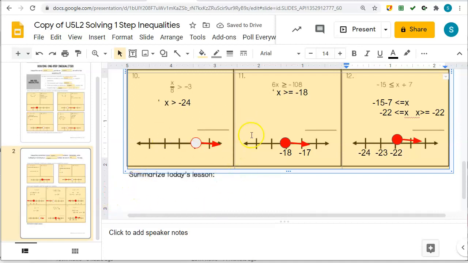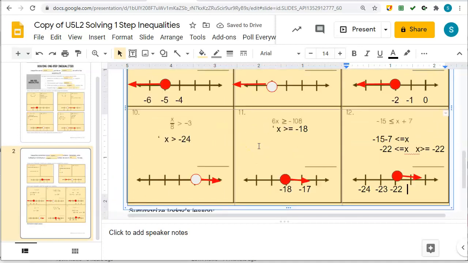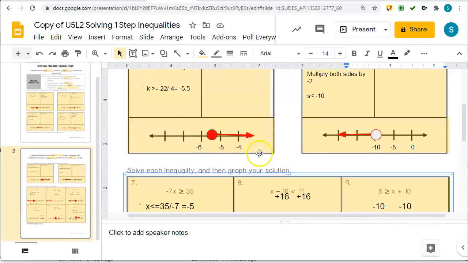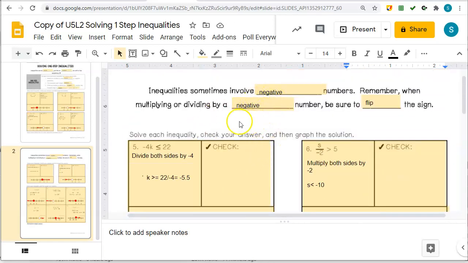Alright, so that's what we're doing today. Again, solving one-step inequalities. The only difference is that we need to flip the inequality when we multiply both sides by a negative or when we divide both sides by a negative. Other than that, everything else is the same.